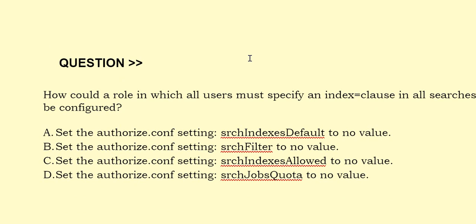Option A. Set the authorize.conf setting srchIndexesDefault to no value. Option B. Set the authorize.conf setting srchFilter to no value. Option C. Set the authorize.conf setting srchIndexesAllowed to no value. Option D. Set the authorize.conf setting srchJobsQuota to no value.